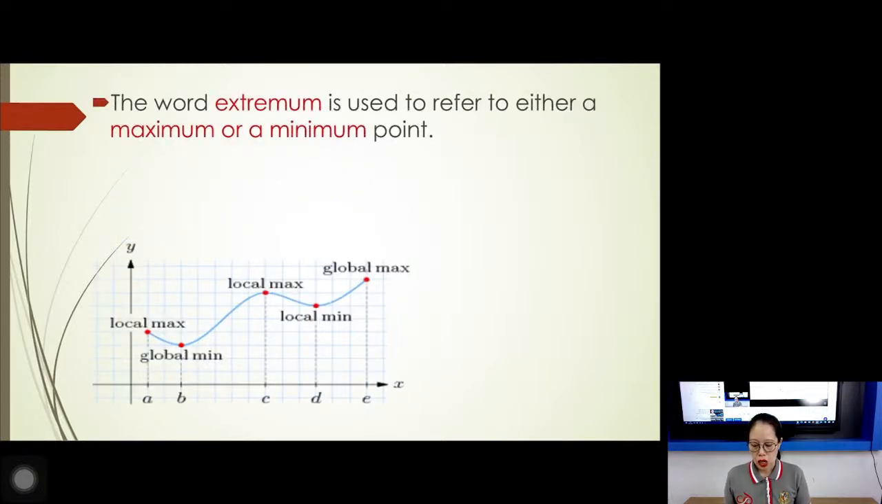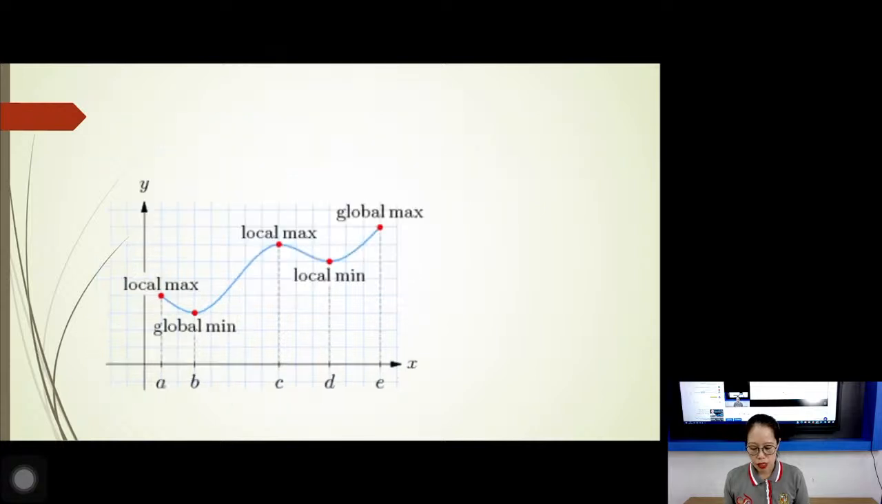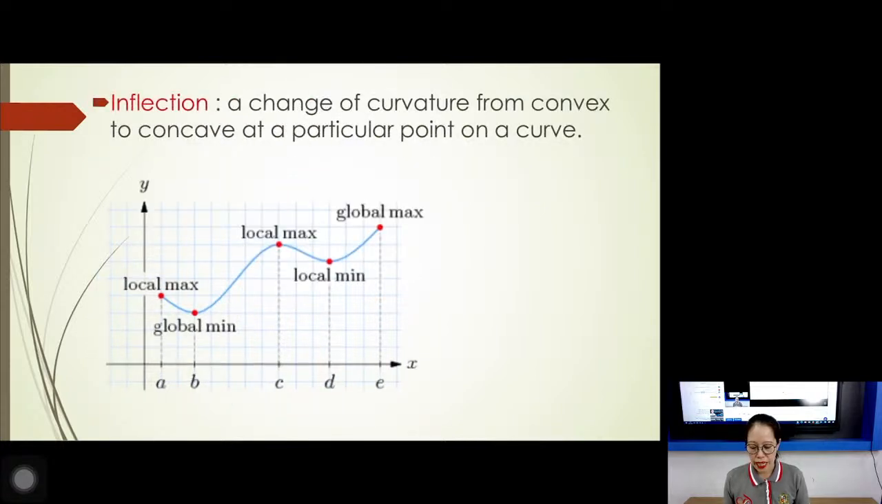The word extremum is used to refer to either a maximum or minimum. So if you use the word extremum, it is pertaining to a maximum or minimum, not something in the middle. The plural of the words maximum and minimum are maxima and minima, respectively. You can use maxima and minima if you're pertaining to more than one maximum or minimum point.